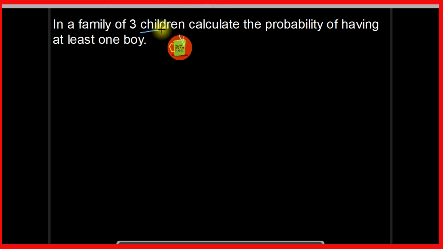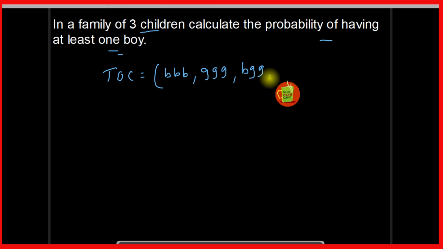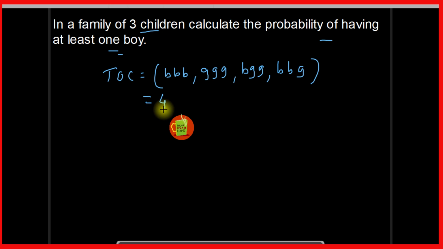Now see the next question. In a family of 3 children, calculate the probability of having at least one boy. There is a family of 3 children and we have to calculate the probability of having at least one boy in that family. Correct? There are 3 children, correct? Therefore the total outcome will be what? It may be that boy, boy and boy, all the 3 may be boys. Then all the 3 will be girls. Or the possibility is that one boy and 2 girls are there. Or the other possibility is that 2 boys and 1 girl are there. These 4 possibilities are there, and therefore the total outcome will be equal to 4.